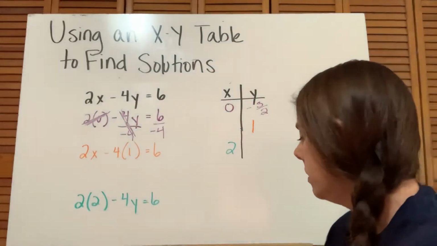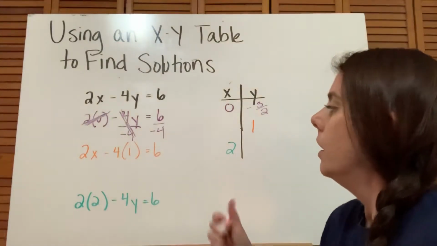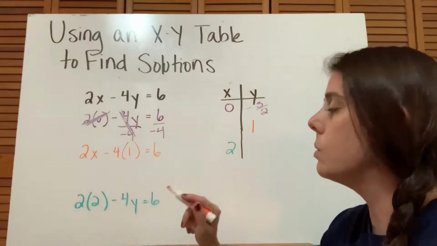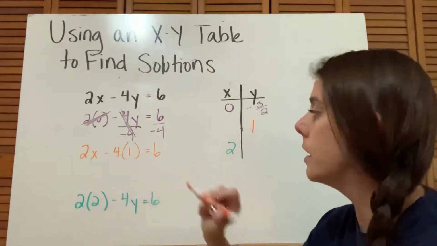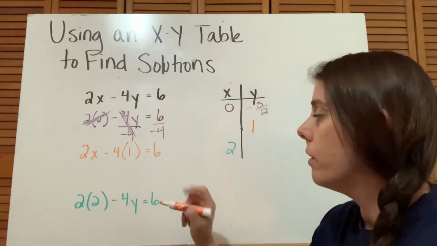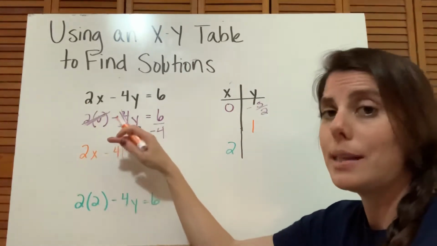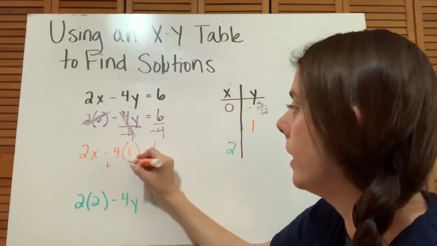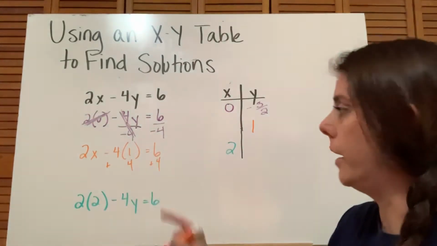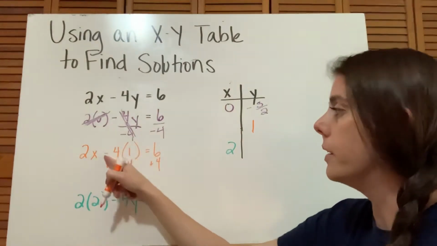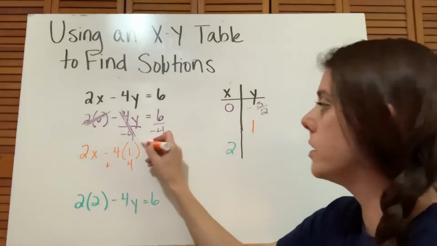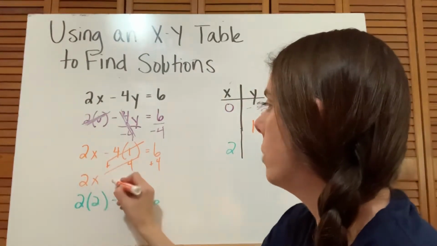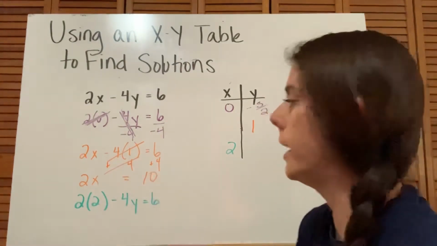So our next one, using the orange marker, we have the y equals 1, so 2x minus 4 times 1 equals 6. 4 times 1 is going to equal 4. So we know that in order to get the x by itself, we need to go ahead and add and subtract terms first. So we're going to end up adding 4 to both sides. So 4 times 1 is 4, and this would be a negative 4. So negative 4 plus 4 is going to cancel both of those out. So now we're left with 2x equals 10.